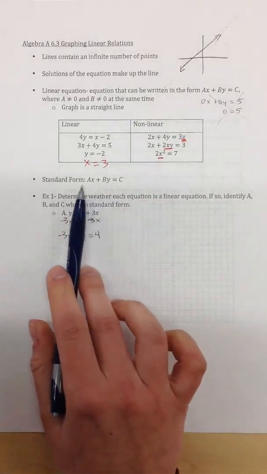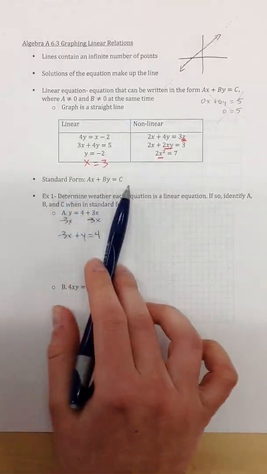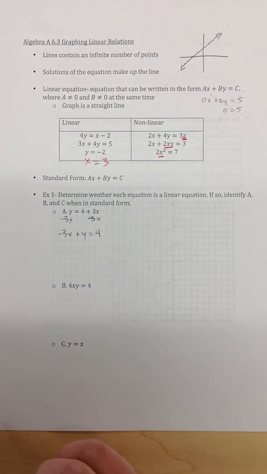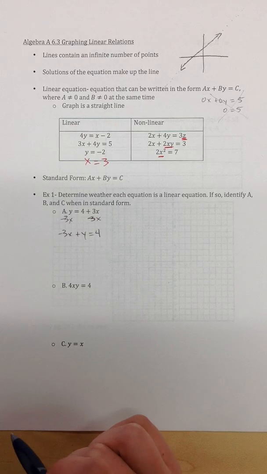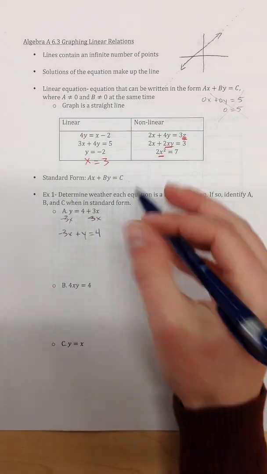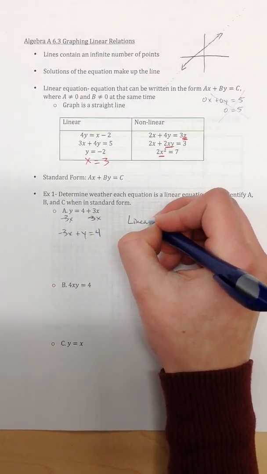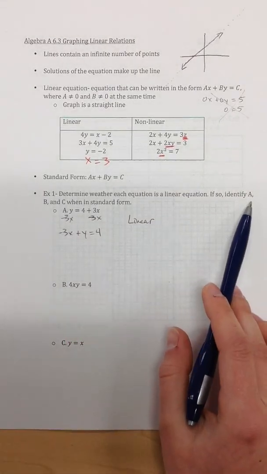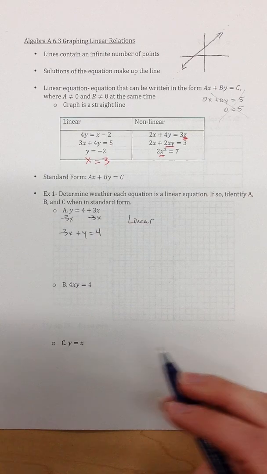And now that looks more similar to what our standard form looks like, where our x and our y are added on the same side, equaling a number. So now we know it's going to fit that form there, so this is linear. And then what they want us to do, if it is linear, is they want us to identify our a, our b, and our c.